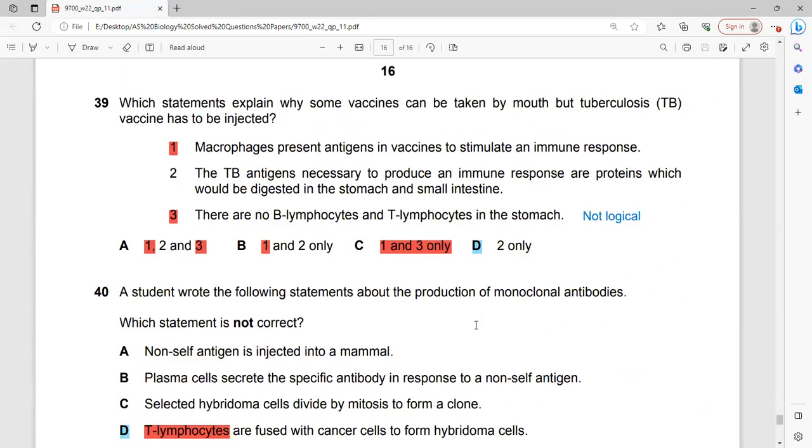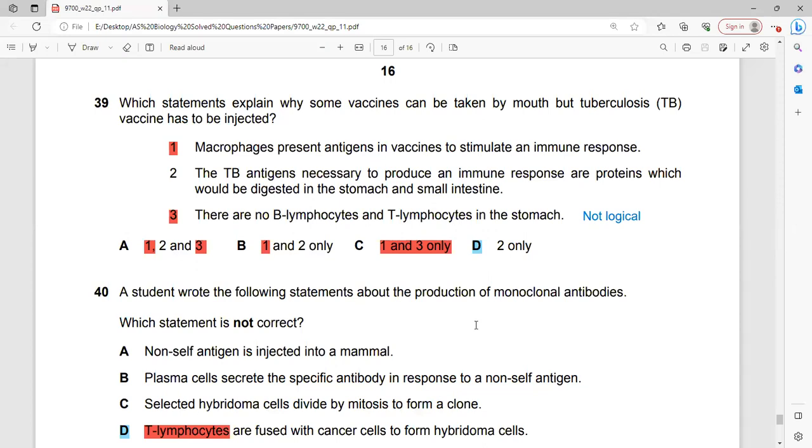This is the second last question, question 39. Which statement explains why some vaccines can be taken by mouth, but the tuberculosis vaccine has to be injected? So this tuberculosis vaccine contains antigen, and this antigen stimulates the immune system to produce antibody. This antigen is protein in nature.